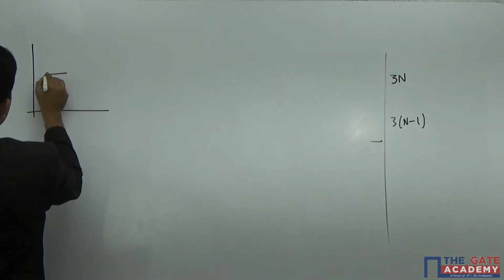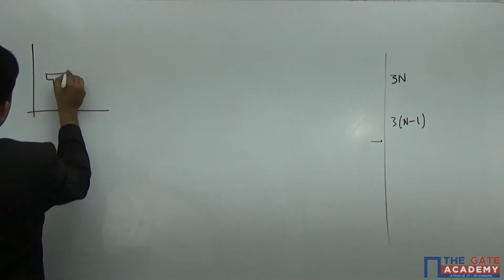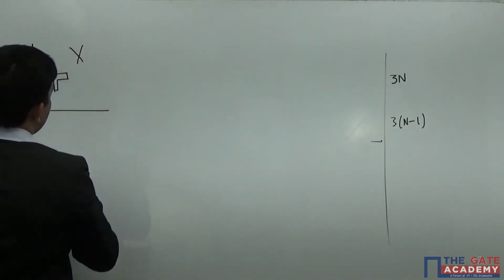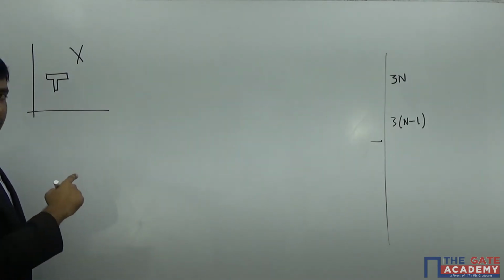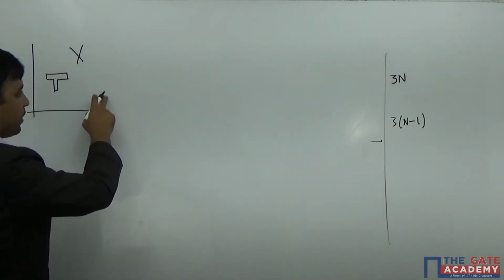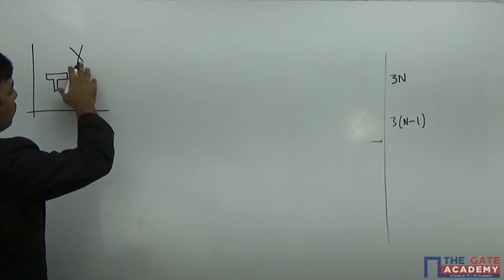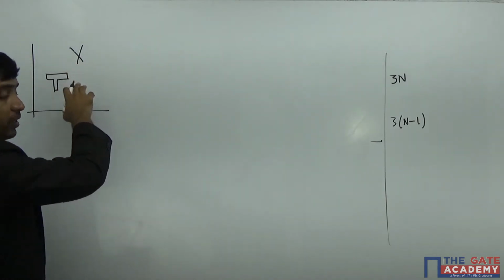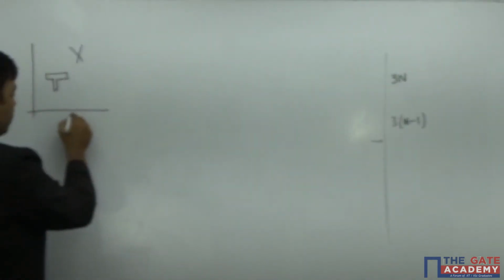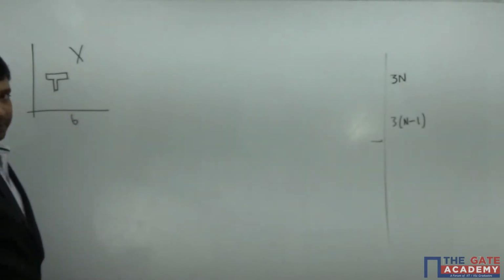If you look at this system, this is t, this is x. For this system, degrees of freedom: I can move this t in x direction, y direction, I can rotate this t. To describe position and motion of x, I need 3 more parameters. Therefore I can say degrees of freedom for this system is 6.